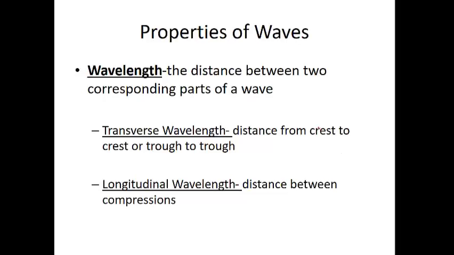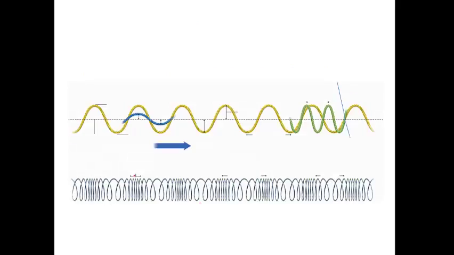Wavelength is the next property, and this is the distance between two corresponding points. And so because this is a distance, we can measure this using any of our units for distance, like centimeters or meters or kilometers. And so between these two waves, this is going to look a little bit different. So for a transverse wave, this is the distance from crest to crest or from trough to trough. For a longitudinal wave, this is going to be the distance between those compressions. So let's go ahead and take a look at a picture of this.